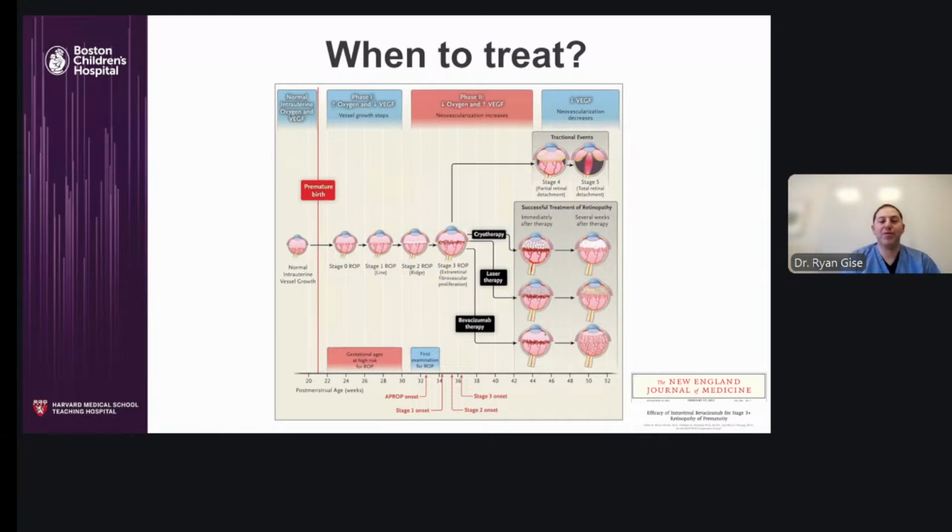This is where type 1 ROP comes into play, and we'll talk about it in a little bit. Type 1 ROP means stage 3 in zone 1 without plus disease, stage 1 or 2 in zone 1 with plus disease, or stage 3 in zone 2 with plus disease. These are what we use to determine whether a baby should be treated or not, because treatment has been shown to improve visual outcomes in those patients. And then for which treatment modality we choose, we're fortunate enough to have both at Children's, and so we try to tailor it to the baby.